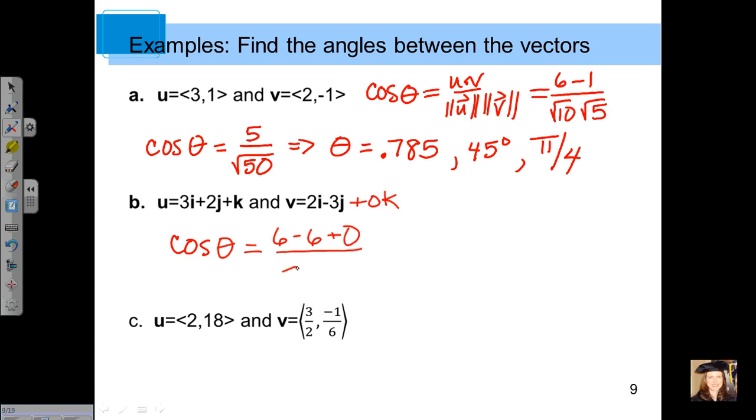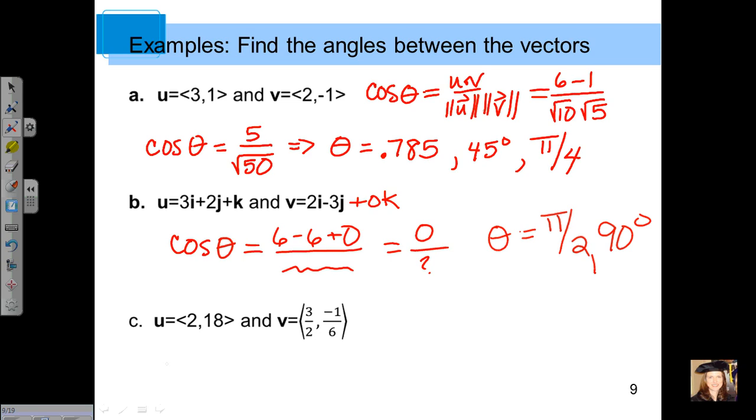I'm going to just skip this denominator for a second because you will see that the numerator ends up being 0. So it doesn't really matter what is in the denominator because the cosine of the angle theta is equal to 0. And if you do the inverse cosine of 0, you will find that the angle ends up being pi over 2 or 90 degrees. So in this case, vectors u and v are orthogonal.